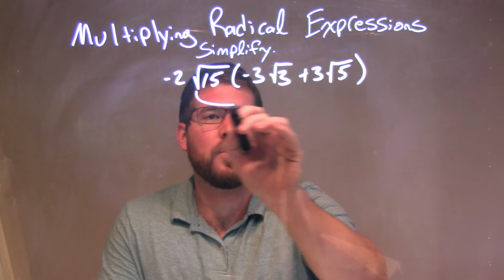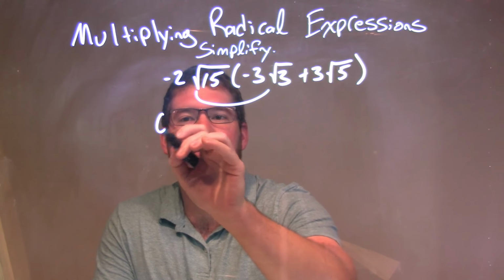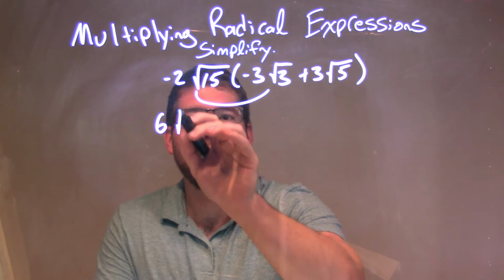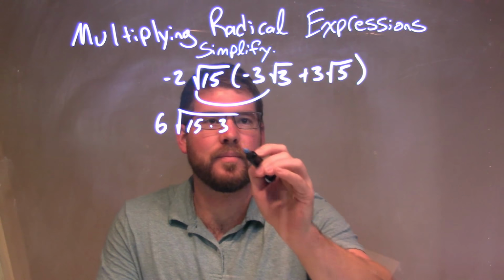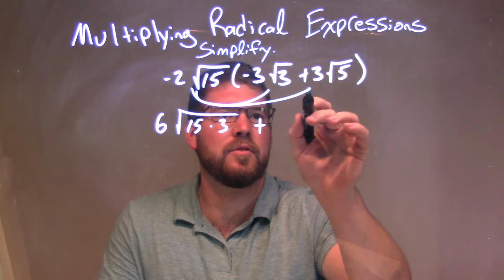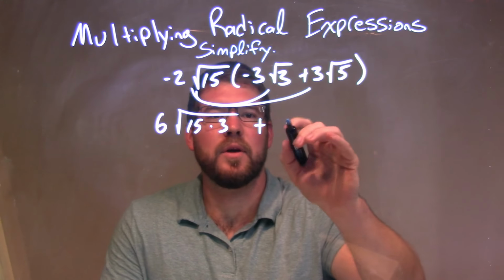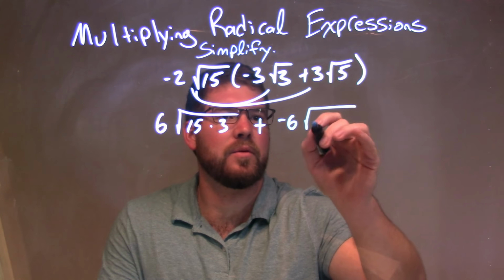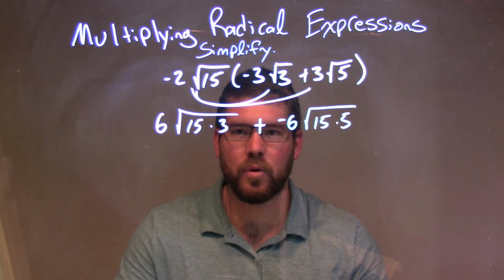So I'm going to multiply this out. Okay, the -2 times the -3 becomes a positive 6. The square root of 15 times the square root of 3, that can be put into one big square root, and I'm just going to put it as 15 times 3. Then we're going to do the same thing here, distribute the -2 times the square root of 15 times 3 square root of 5. -2 times 3 is a -6. And the square root of 15 times the square root of 5 is the square root of 15 times 5. And combine them together inside the square root.